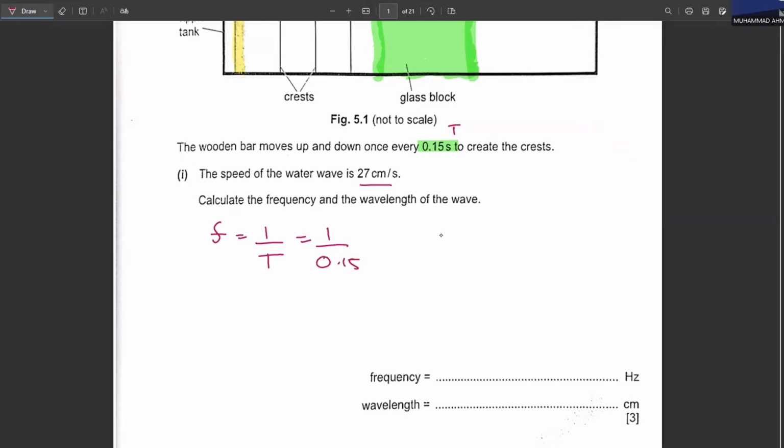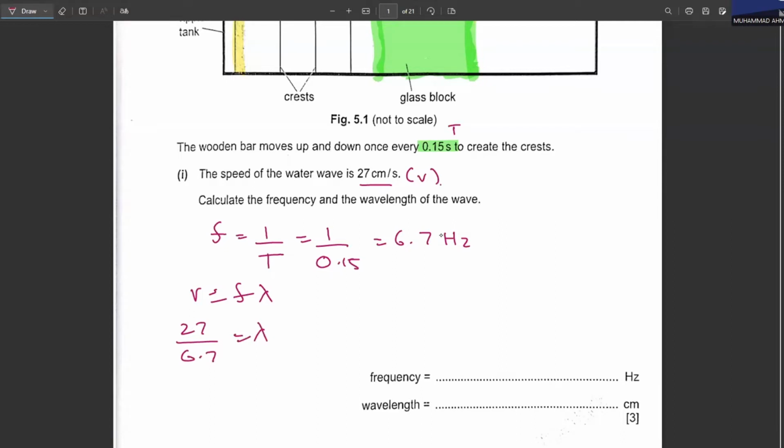Your frequency comes out to be what? Let's calculate that. 1 divided by 0.15. This comes out to be 6.7 hertz. Okay, and the speed of water wave is this. Can you calculate the wavelength? Yes, v equals f lambda. Speed is 27 divided by the frequency 6.7. You will get your lambda.